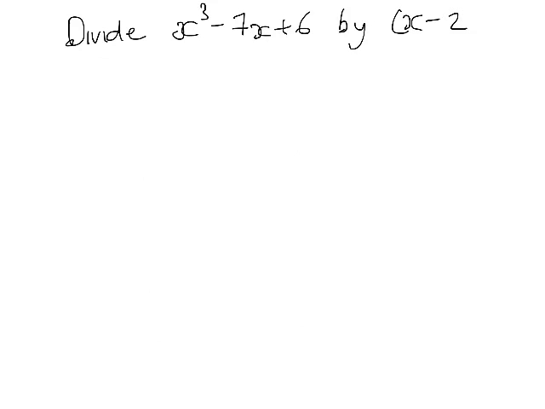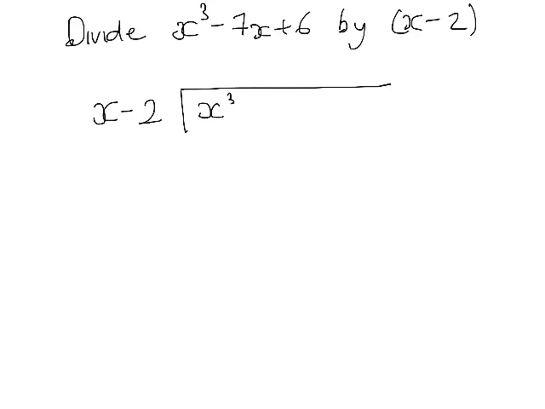Sometimes we might be asked to divide a function, x cubed minus 7x plus 6, by x minus 2. When we're dividing a function by another function, one of the methods we can use is algebraic division, which is similar to long division. And we're going to write our divisor here. Our divisor is x minus 2, and the function we want to divide is x cubed minus 7x plus 6.